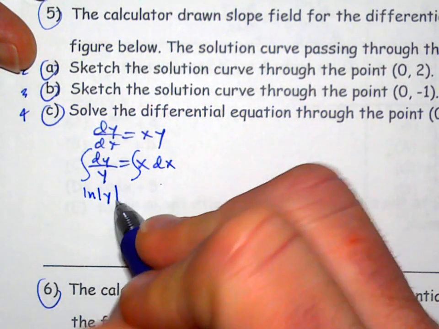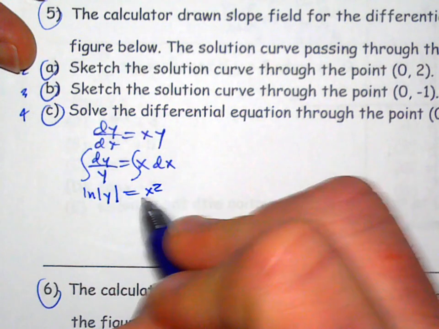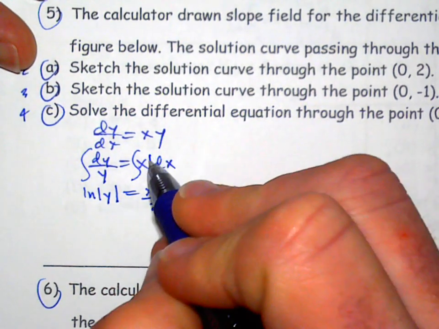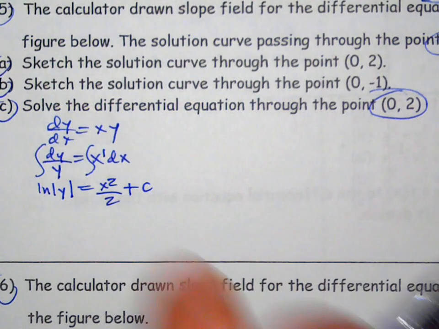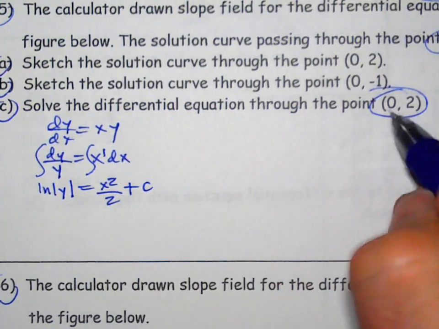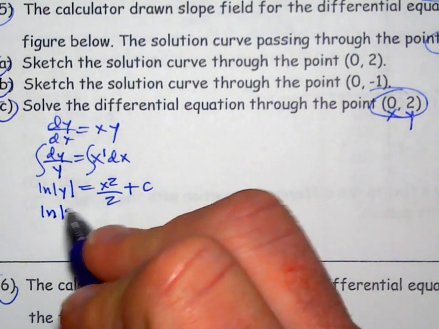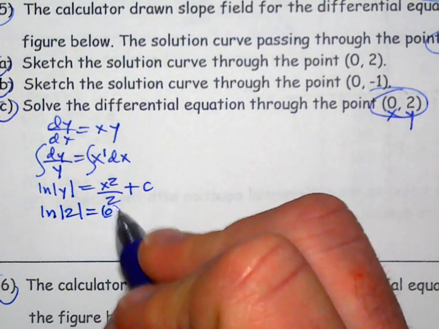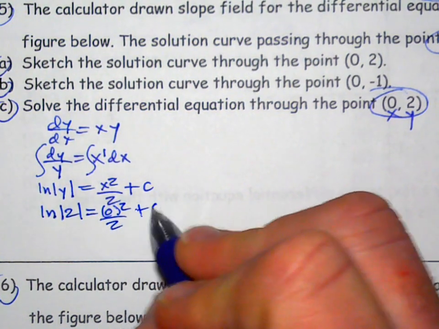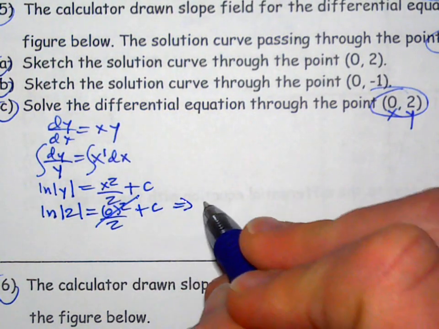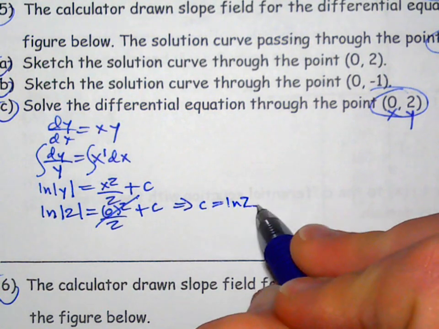Natural log of absolute value of y equals x squared over 2 plus c. That's power rule. Now we have an initial condition, (0, 2). So let's go ahead and find the c value right now. I just think that's going to be the easiest rather than dragging that c around. 2 in for the y, 0 in for the x. And that goes away. So our c value is natural log of 2.